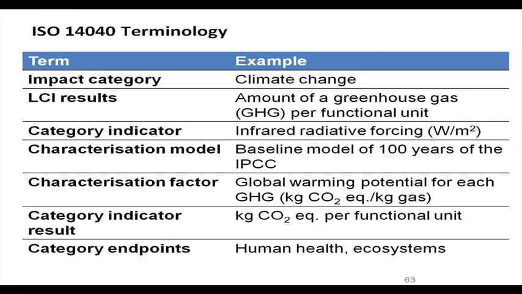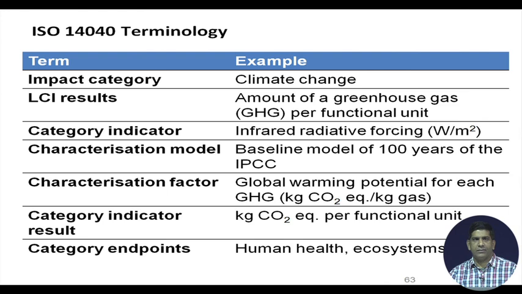Then characterization factor. Characterization factor is in terms of kg CO2 global warming potential for each of the greenhouse gases. That's how we will characterize them. That's kg CO2 equivalent per kg of gas, as I was mentioning earlier. You can do category indicator results: from per kg of gas, you go to per functional unit, how much is getting out in terms of the functional unit. So the kg CO2 equivalent per functional unit.